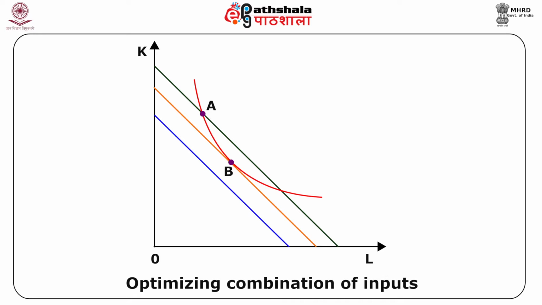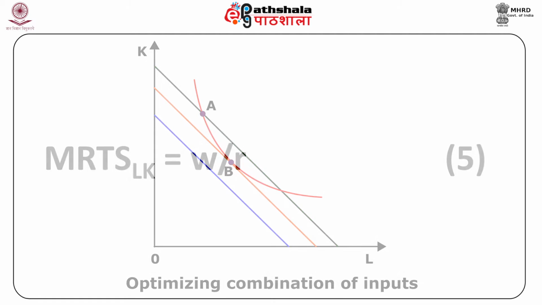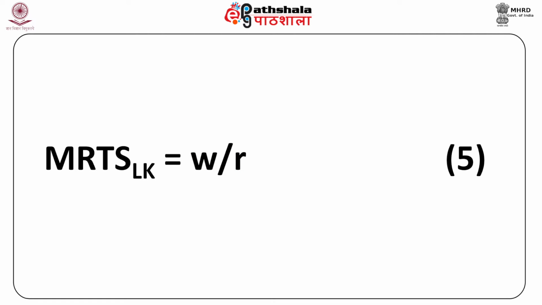Hence, the total cost associated with the input combination at B is the lowest possible cost of producing 100 units. At point B, the isoquant is tangent to the isocost line. Tangency implies that the slopes of both functions in absolute values are equal. The slope of the isoquant is given by MRTS of L and K, and the slope of the isocost is given by W by R. So, at B, MRTS for labor and capital is equal to W by R.